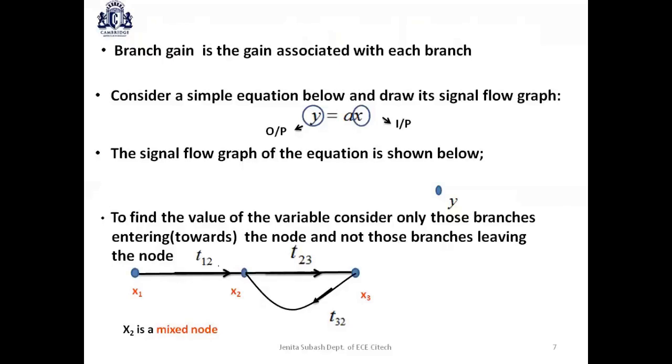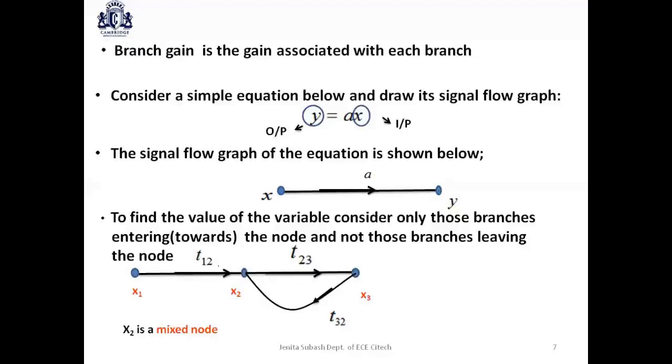Y represents the output node and it has to be drawn in the right side corner, and we have an input node X and a branch which is moving towards Y from X with the branch gain a, and the arrow mark specifies the direction of the flow of the signal. Here from node X, a branch is moving towards node Y with a branch gain of a. To find the value of the variable, consider only those branches entering the node and not those branches leaving the node.